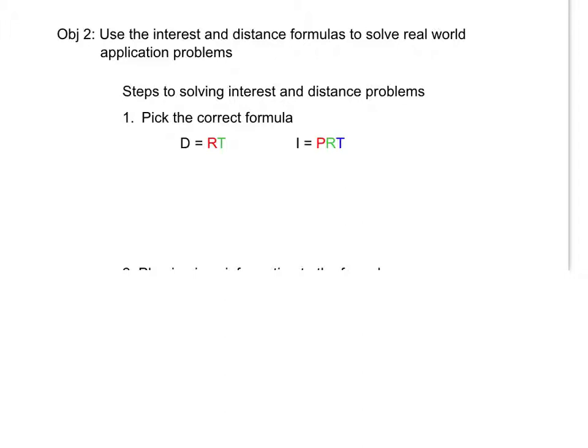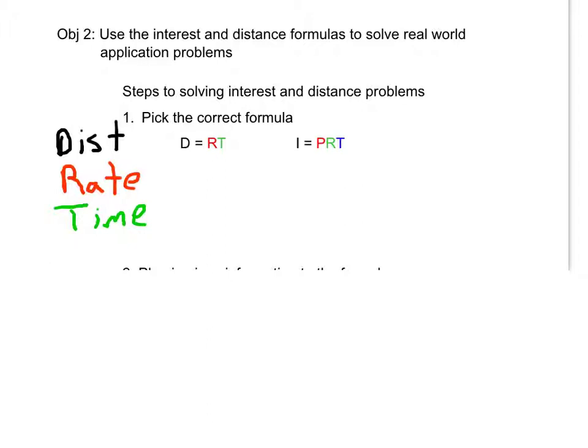Okay, so pick the correct formula. There's 2 formulas. First one is d equals r times t. What that means is, this is the distance formula. D stands for distance. That r stands for rate. The rate is going to be something like miles per hour or meters per second, or something that tells you how fast you're going. And then that t stands for, I'm sure you could guess it, it's time. Okay, so we're going to give you some amount of time.